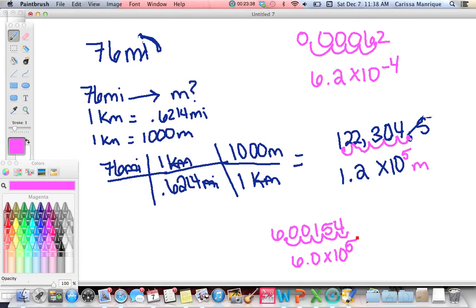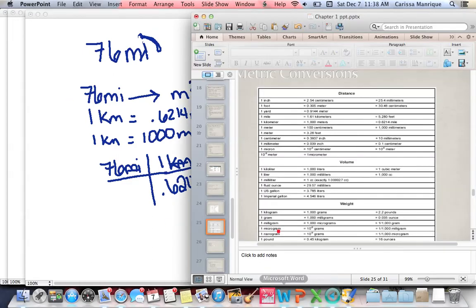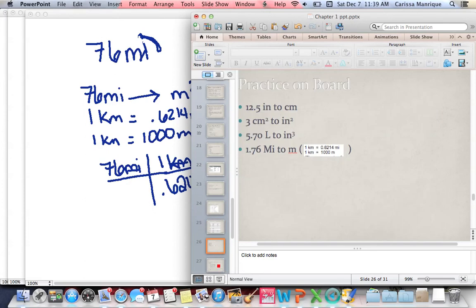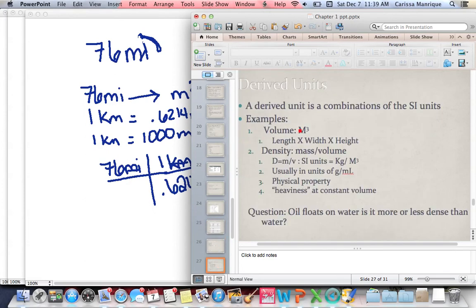Okay, so I hope that helps a little bit with units, a little bit with scientific notation. Again, we'll do some more. The last thing I want to go over in this lecture are derived units. This is when you start combining units. For example, volume is a meters cubed, or it could be a centimeters cubed. Density is the one we're really going to discuss, so derived is when you start combining units.